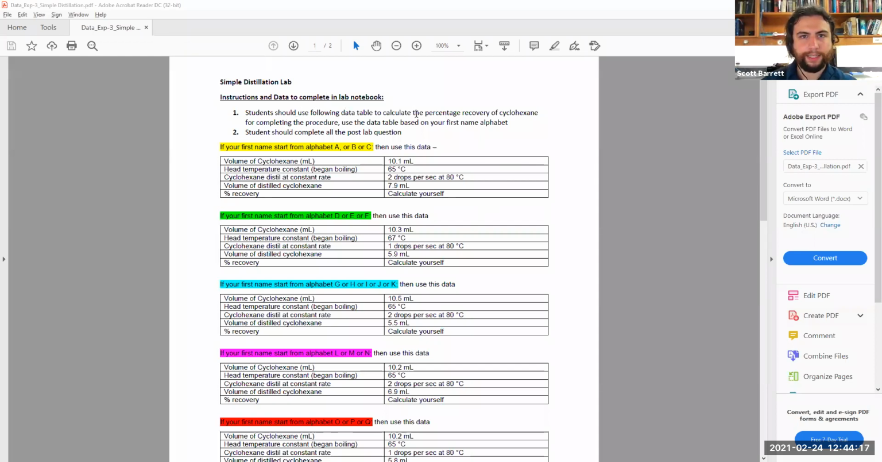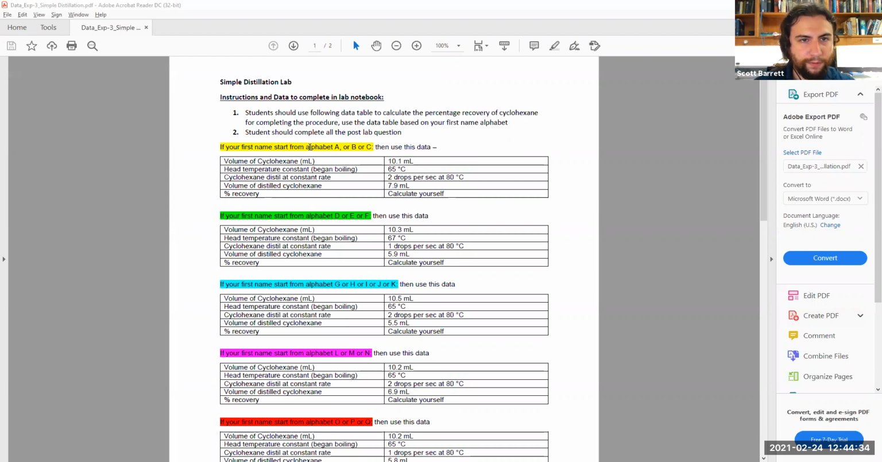Students should use the following data table to calculate the percentage recovery of cyclohexane for completing the procedure. Use the data table based on your first name and the alphabet. Students should complete all the post-lab questions as well. Make sure to attach that at the end of your lab notebooks as usual.